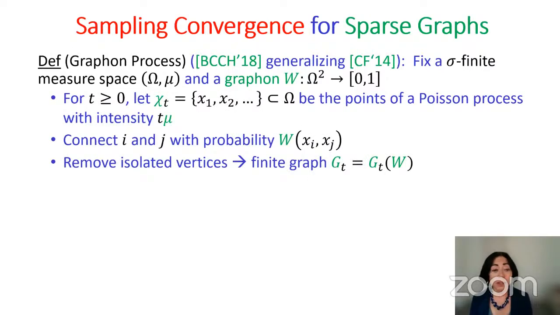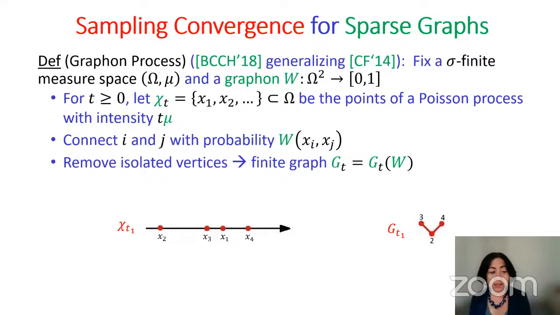For t greater than zero, we have points of our Poisson process with intensity t mu. We connect these with a probability w, so we flip our w-weighted coin, and we remove isolated vertices. So what am I doing here? Well, let's say that by time t1, I've output 4 points. By the way, if you're thinking about a network like Facebook, I am having people joining the network, and the X's are characterizing their entire set of properties, including all their latent properties. I'm representing that one-dimensionally here, but it's huge.